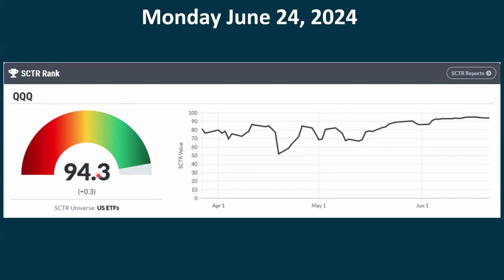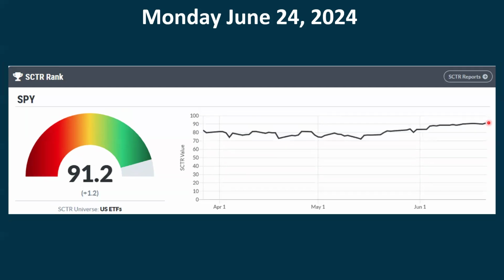They're coming in at 94.3. That's fallen a little bit. We had been a bit above the 95 level a week ago, but any score of 90 or above means that this index is really quite strong. Then in second place is the S&P 500 coming in at 91.2. And there's a lot of the Magnificent Seven and large cap growth stocks that are in the S&P, and that's why this index is also doing well.